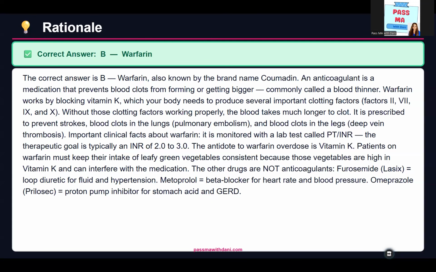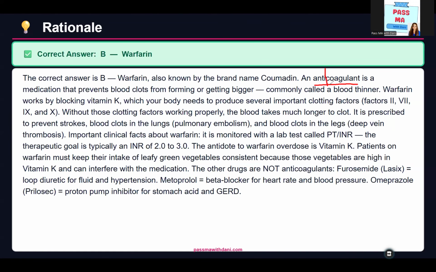Now, warfarin is what we call the generic. It is also known as Coumadin. Now, this is an anticoagulant. So if we break down this med term, if you guys can see over here, anti is our term. This is our prefix. Remember, prefixes come at the beginning of a word. Anti means against, and coagulant means to clot.